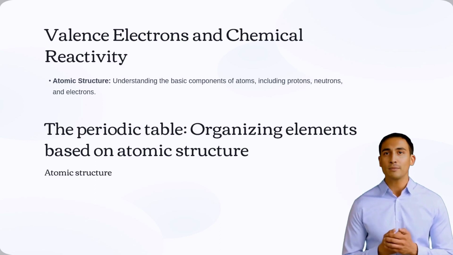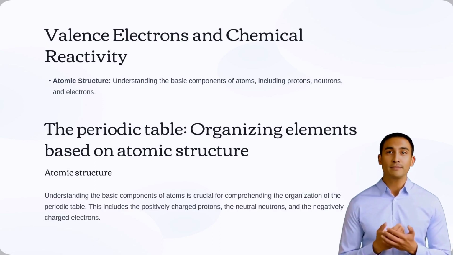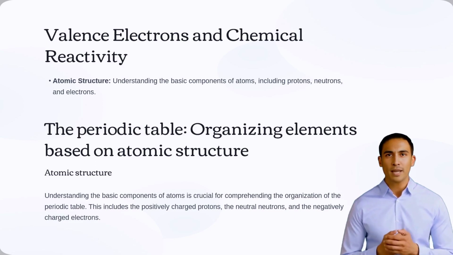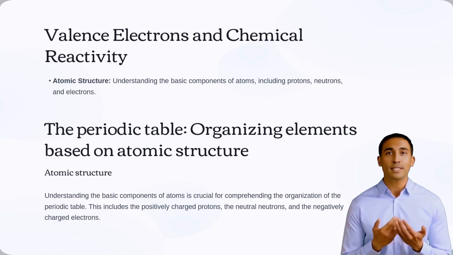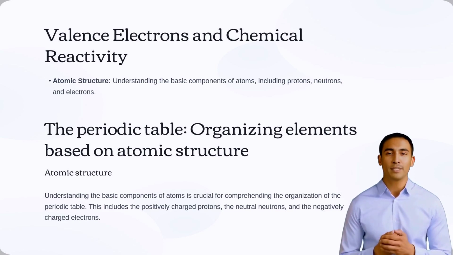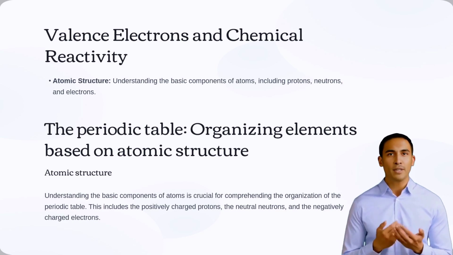Atomic structure is fundamental in understanding the periodic table. Valence electrons are the electrons located in the outermost shell of an atom. These electrons are vital to consider when analyzing chemical reactivity, as they dictate the ability of an atom to bond with other atoms. This reactivity is critical in understanding why elements interact with each other in the manner that they do.